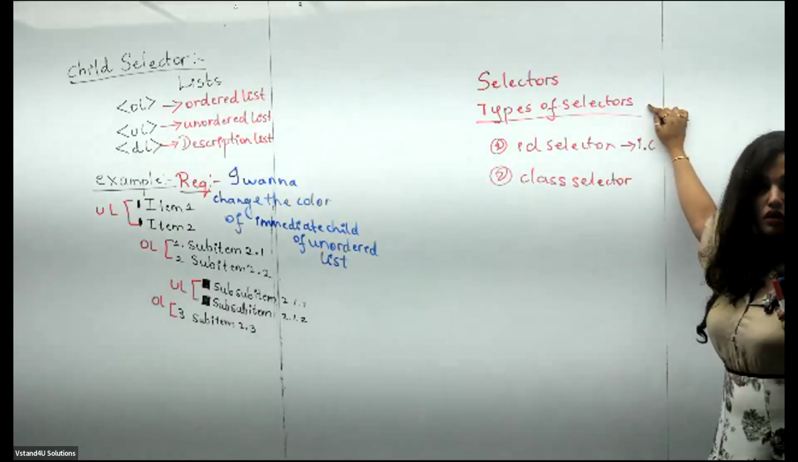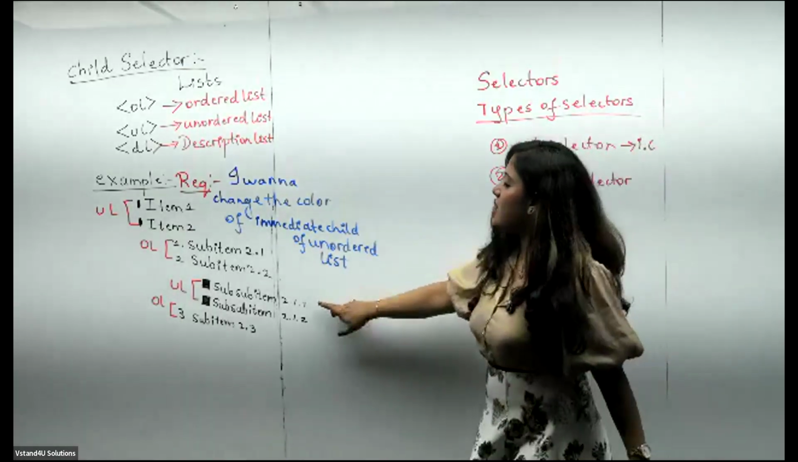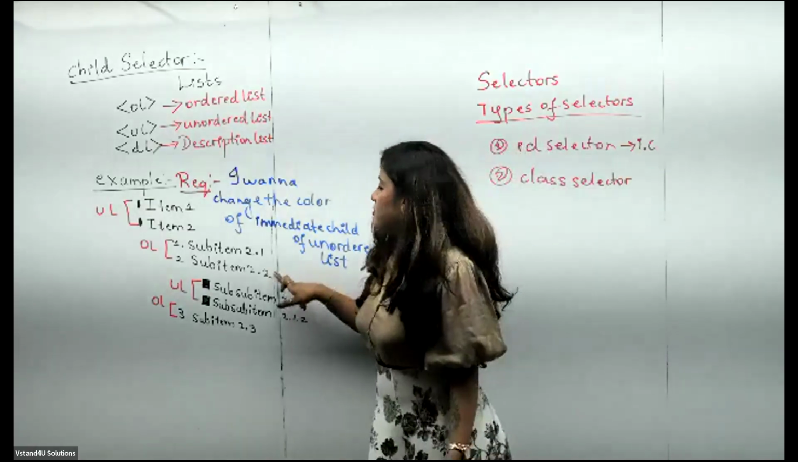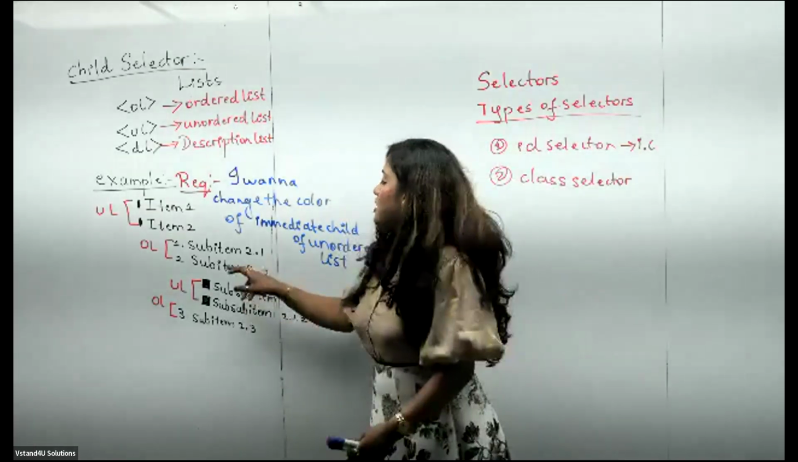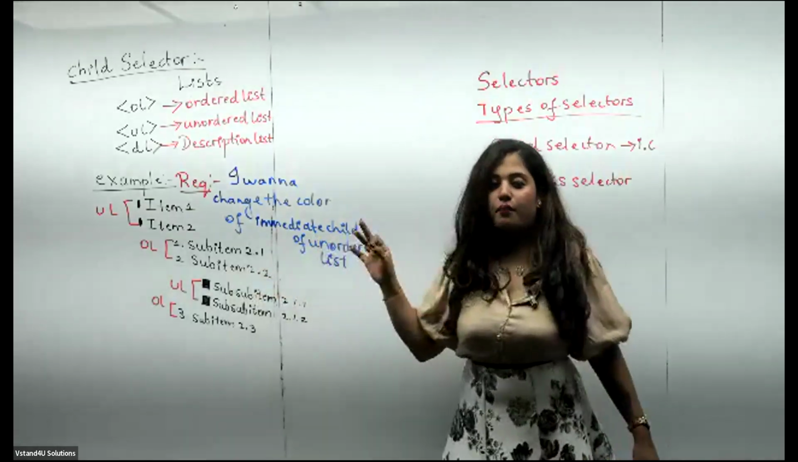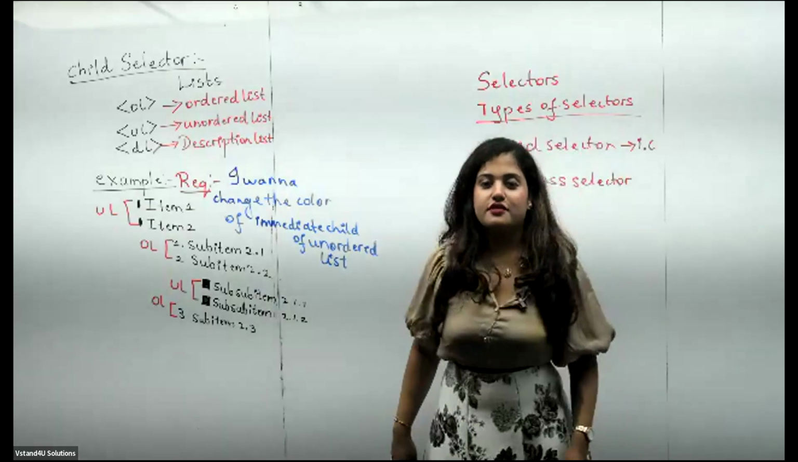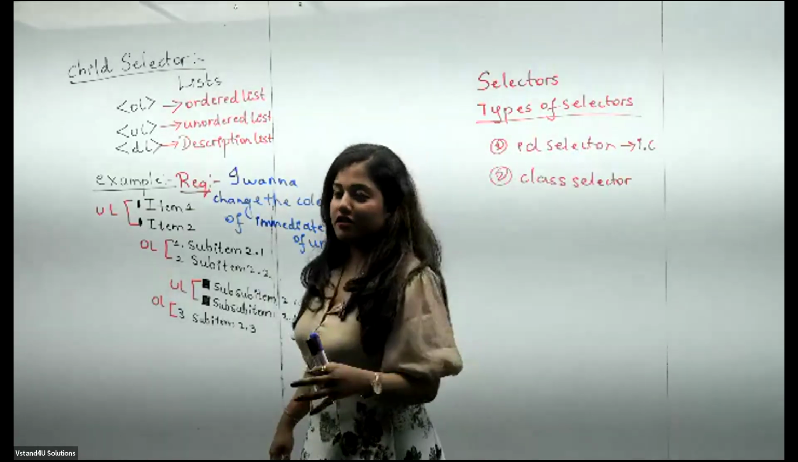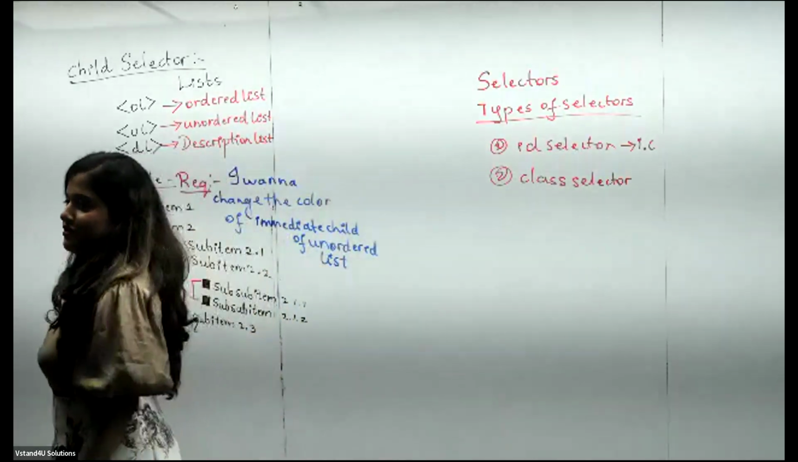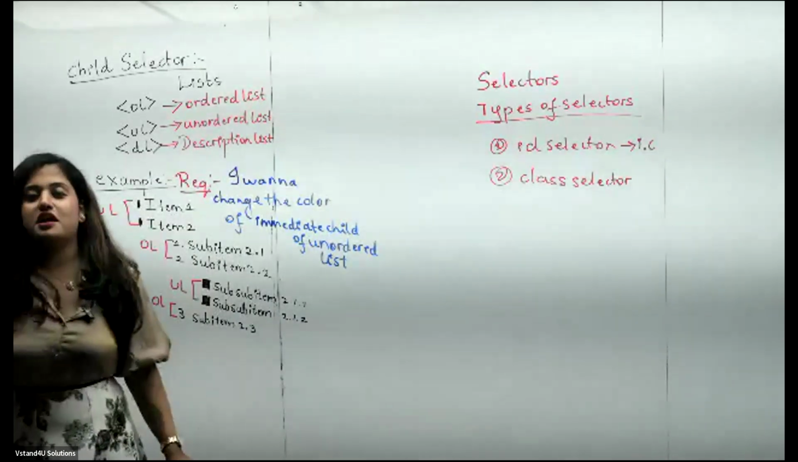Yes or no? Now, for this unordered list, you are saying subitem 2.2 is the parent element. Yes or no? I will say wrong. Then which is the parent element?